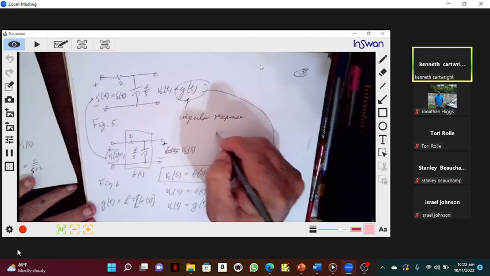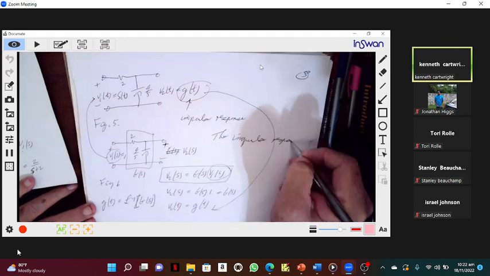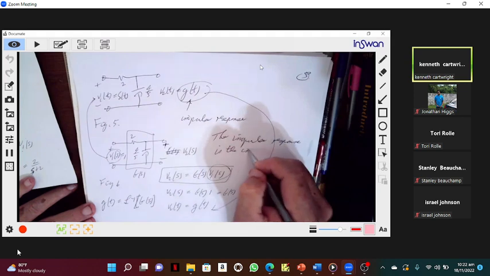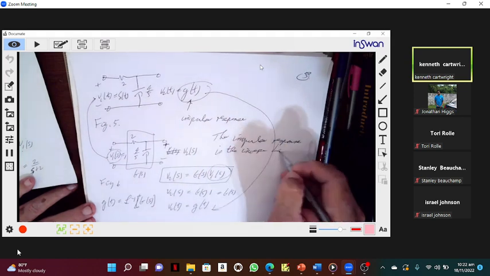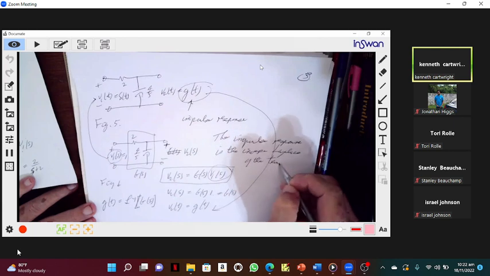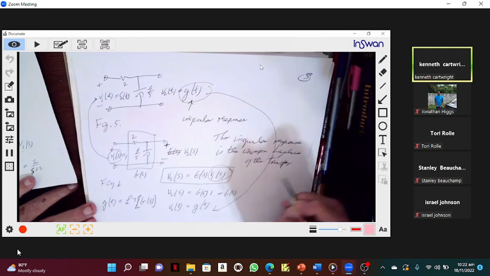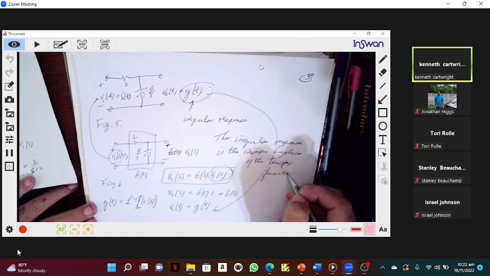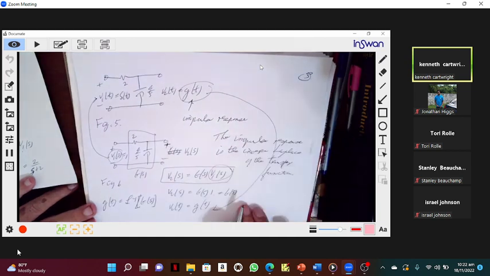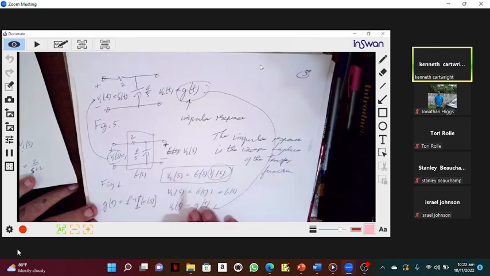If you didn't learn anything today, learn this. The impulse response is the inverse Laplace of the transfer function. That's the big deal. That's what I just showed you. Get that through your head. The impulse response is the inverse Laplace of the transfer function.